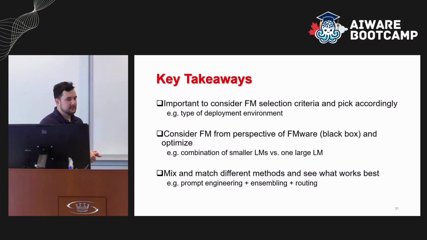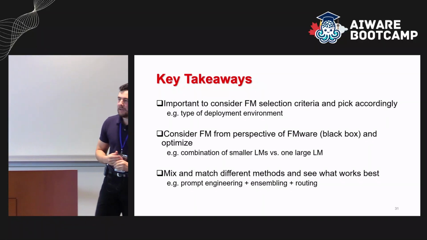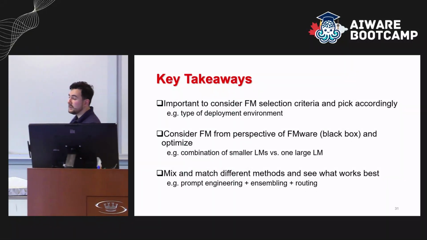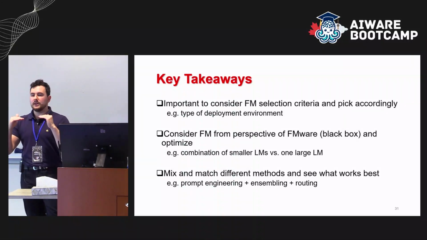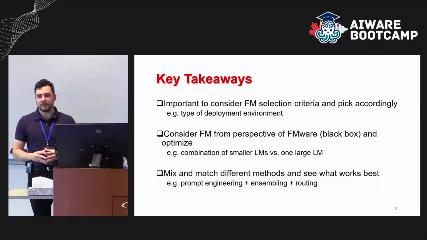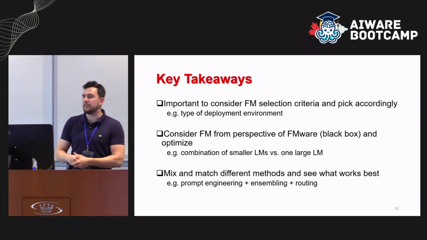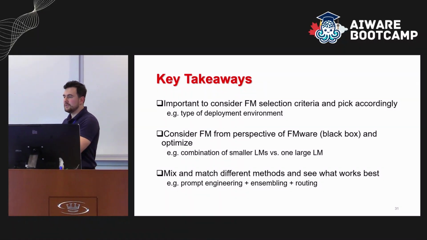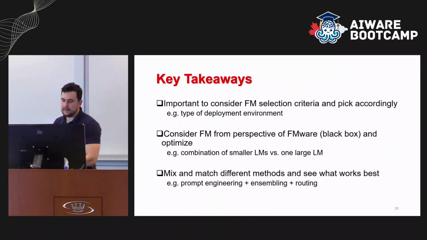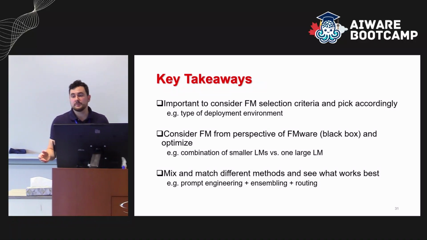Secondly, consider the FM from the perspective of your FMware as a black box, and you can optimize from there. Keep in mind that you have to maintain some kind of capability levels, but as long as you keep them there, you can do whatever else you want. If you want to use 20 small models, run them as an ensemble, and majority pick the top output, and that's cheaper than running a whole bigger model and it still works, great, that's your solution. If you want to use two large models or one large model and that works but everything else doesn't, then what can you do?